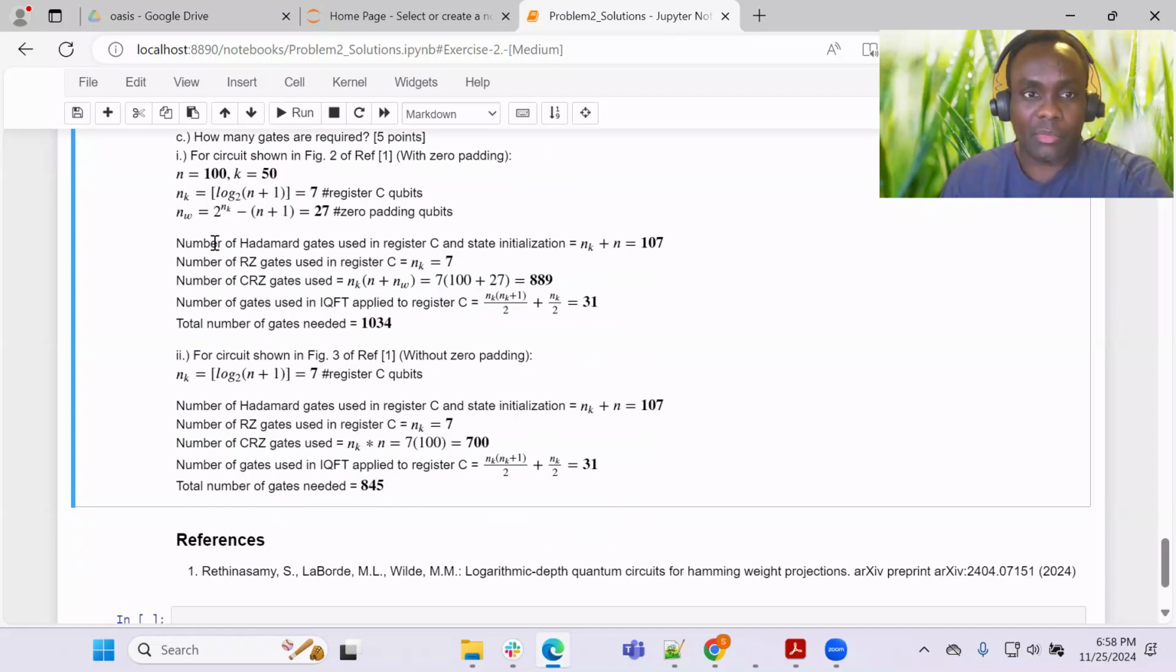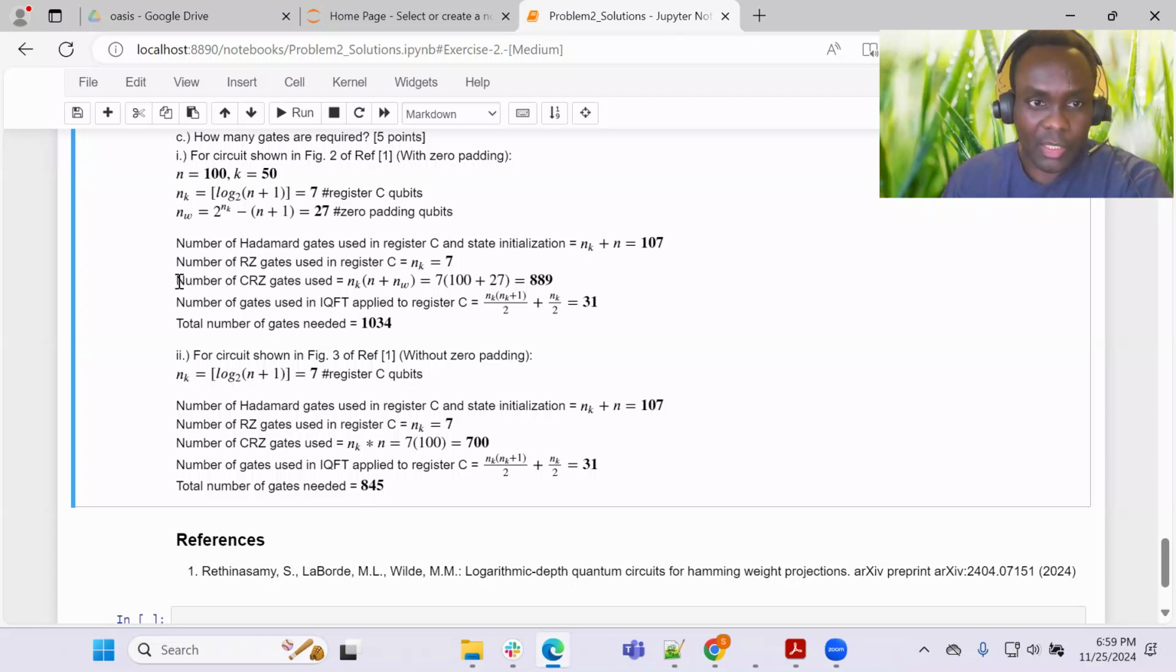And then the number of Hadamard gates used in register C and state initialization. So for register C, it's a Hadamard gate for each qubit, and there are nk plus n qubits. So that's 100 plus 7. The total number of initial Hadamards is 107. Then the number of RZ gates used in register C. They're all used on the qubits of register C, and there are nk qubits. Each qubit gets 1 RZ gate, if you look at the circuit. So the number there is 7.